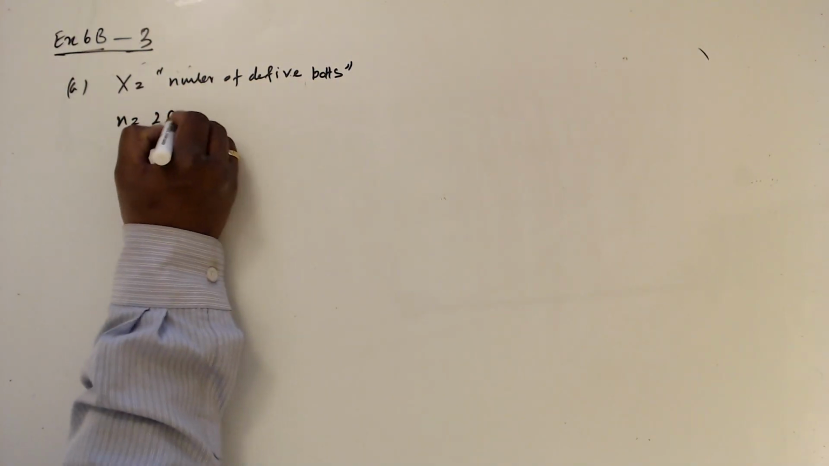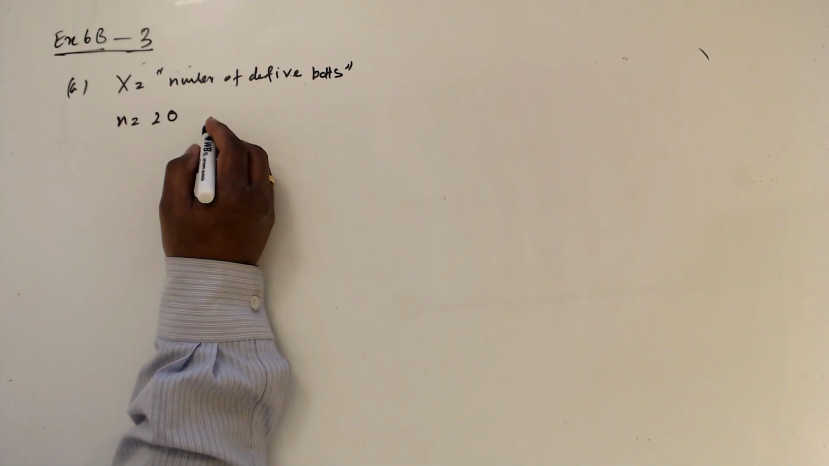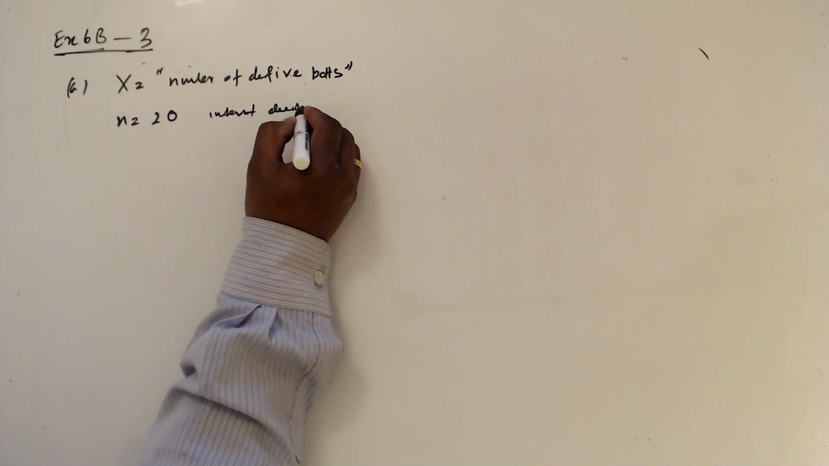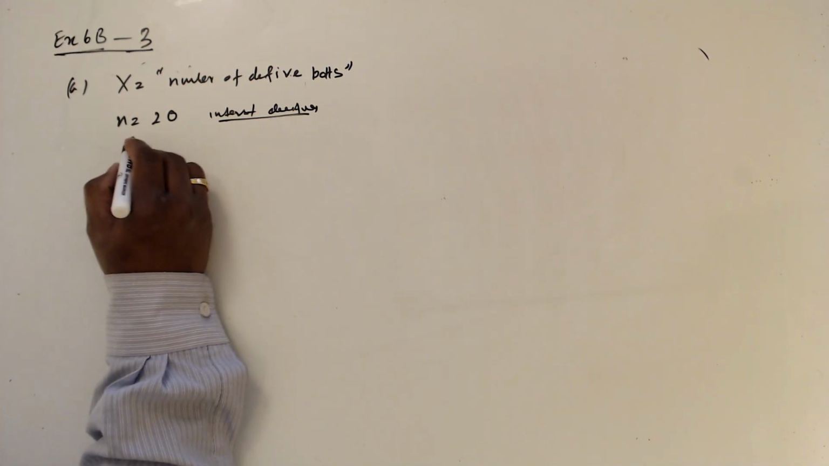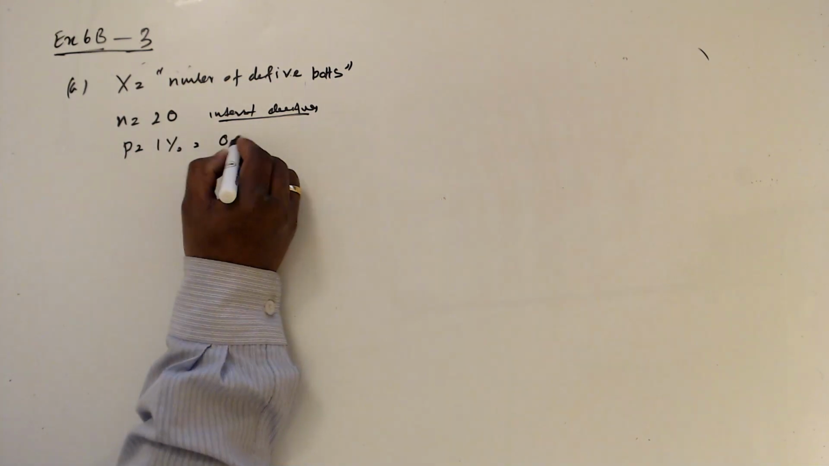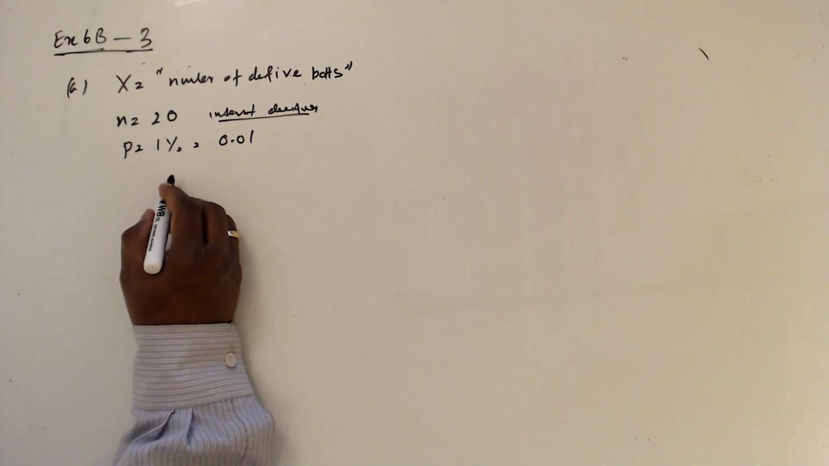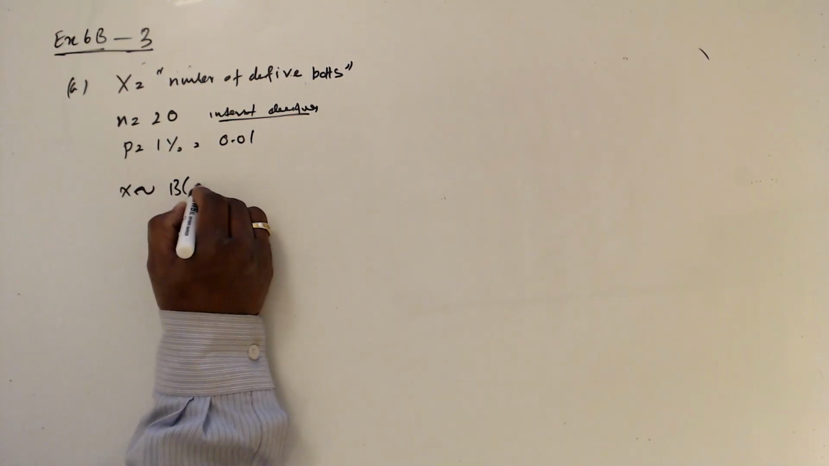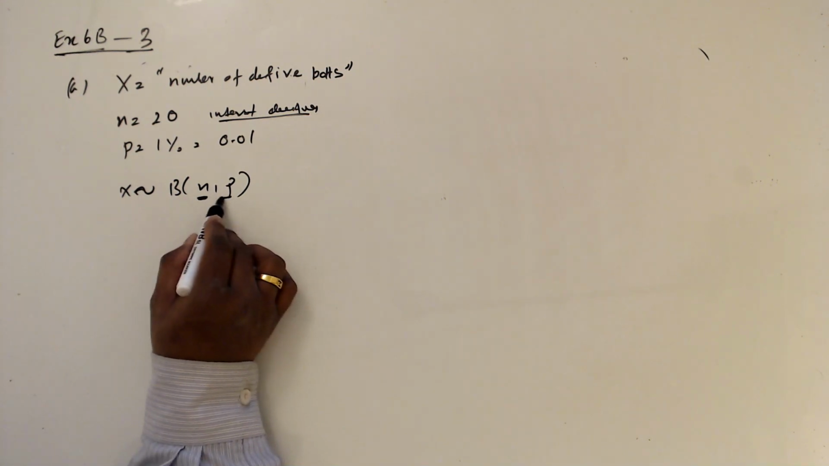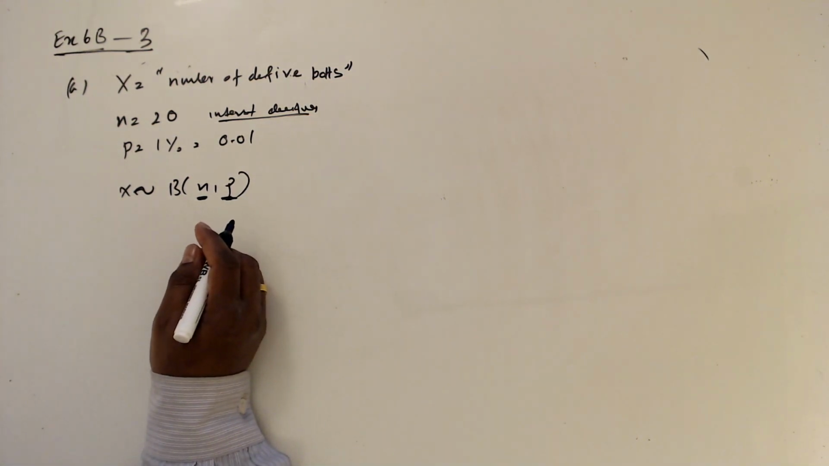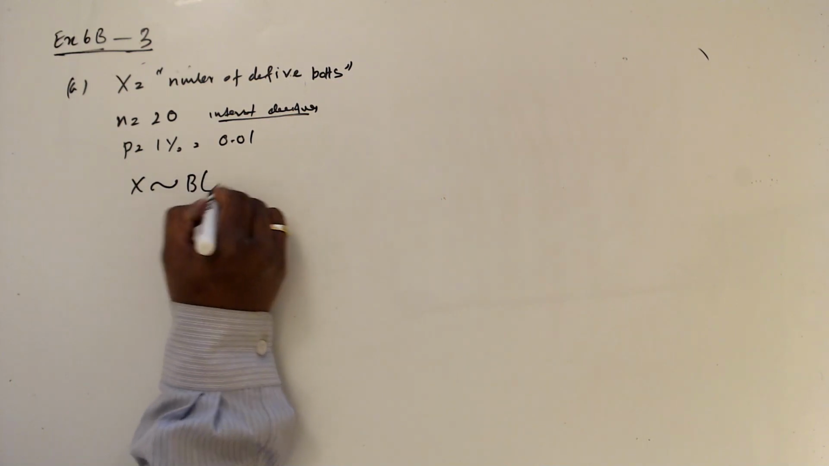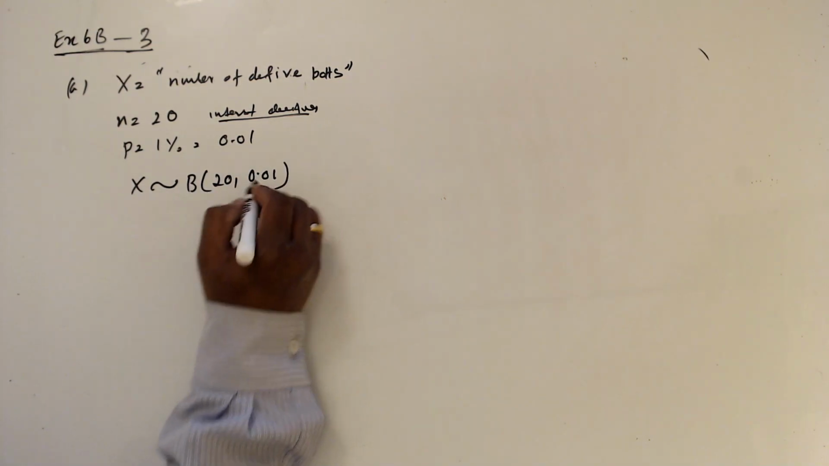So number of samples is 20, so n equals 20. Our interest is defective. The probability of defective, p, is 1%, which is 0.01. When we write a binomial, we need n and p. Now we have those requirements: n is 20, p is 0.01. Now we can write the distribution: X follows binomial distribution (20, 0.01).